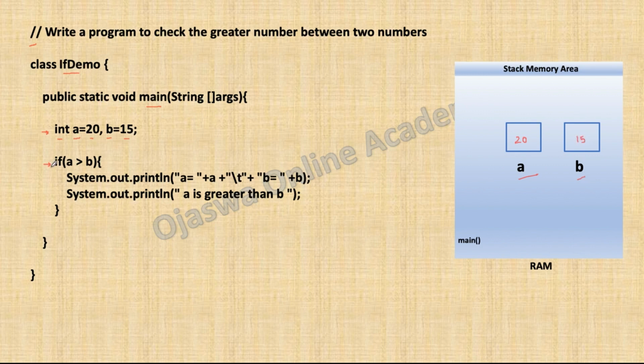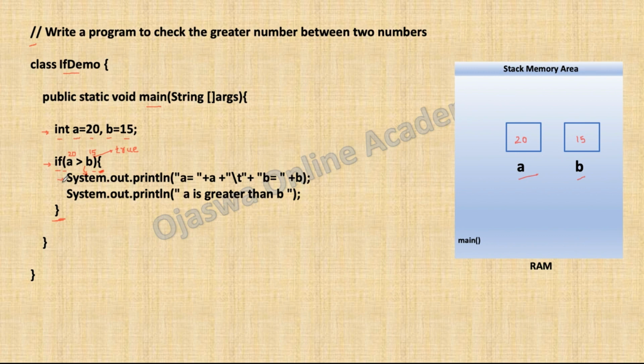Now here comes the if condition. The if keyword, open the parenthesis, close the parenthesis, and we are checking the greater number between two numbers. So I have specified the condition a greater than b. Value of a is 20, value of b is 15. 20 is greater than 15, hence the condition is true. And when the if condition is true, the control of the program goes inside the if block and the code inside the if block executes. So the scope of the block is this opening curly bracket and this closing curly bracket. Whatever code is written inside this scope will execute.